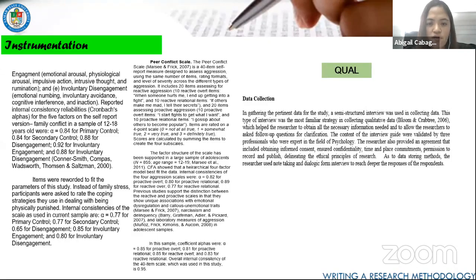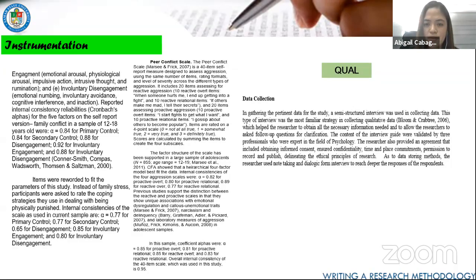In qualitative research, in terms of data collection, of course, we commonly make use of interviews in collecting data. The researcher for this study made use of a semi-structured interview to collect the data. And then you also need to place in your data collection how the interview guide was validated. There is a need to validate the interview guide.